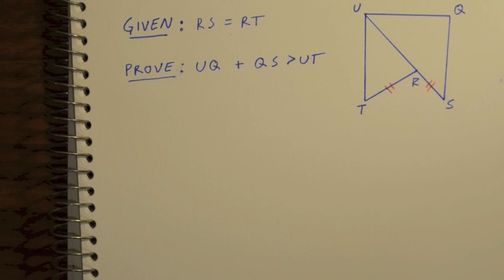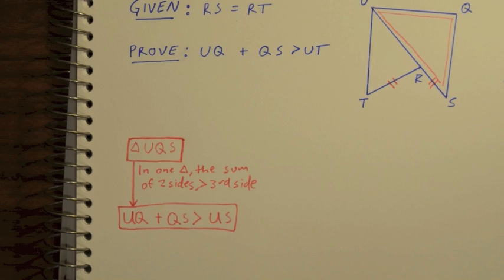So we're given that RS is equal to RT, and we want to prove that UQ plus QS is greater than UT. Well, let's look at that prove statement. UQ plus QS is a statement in the big triangle, the one on the right side. And we know that UQ plus QS must be greater than the length US, because the triangle inequality says that the sum of any two sides must be greater than the third side.